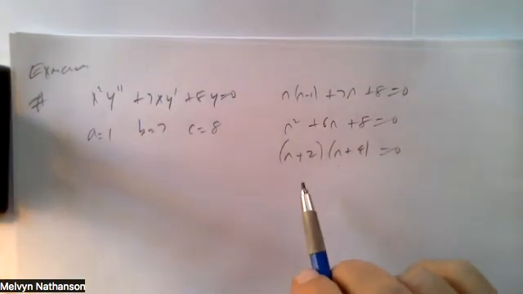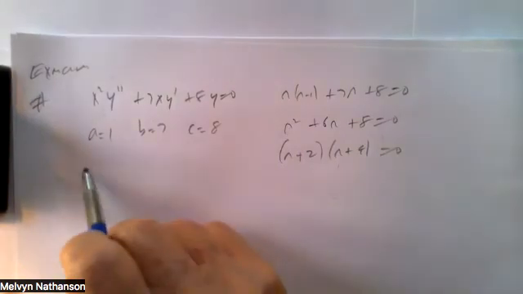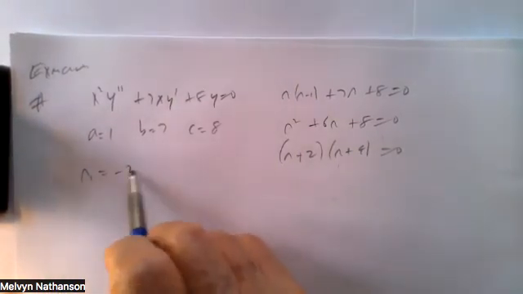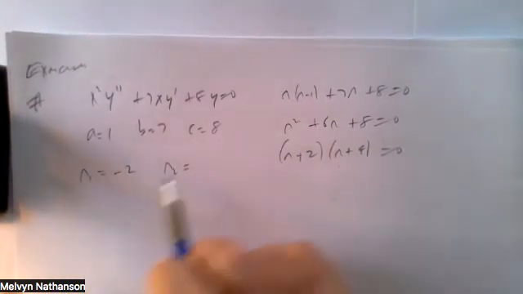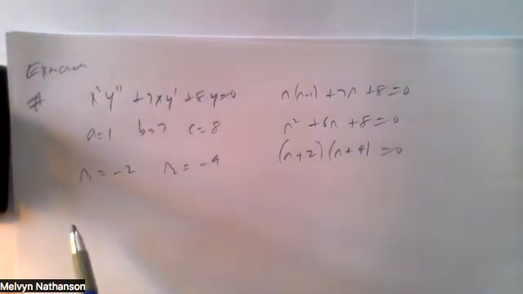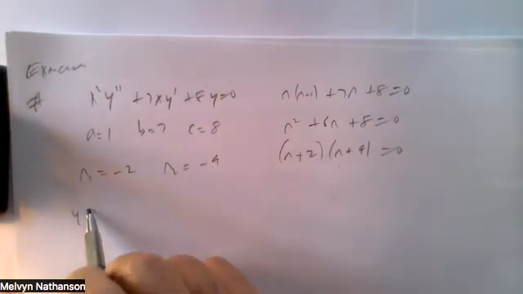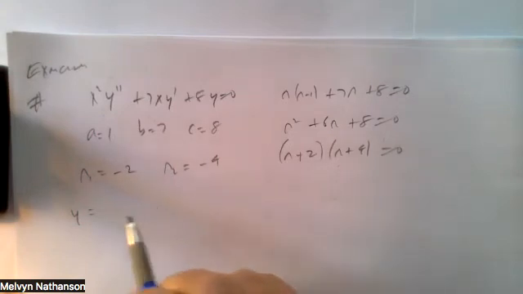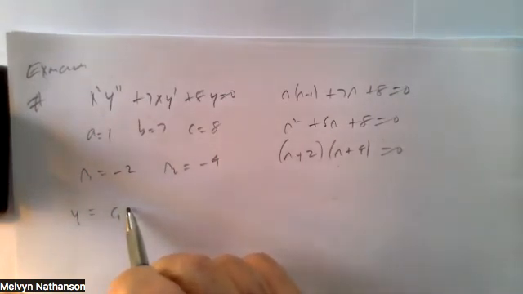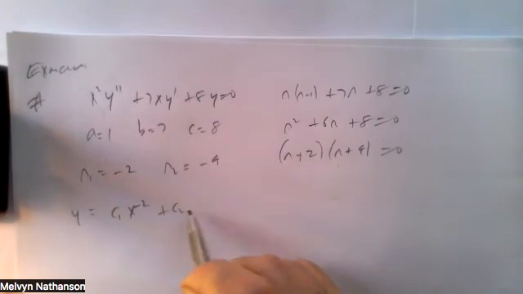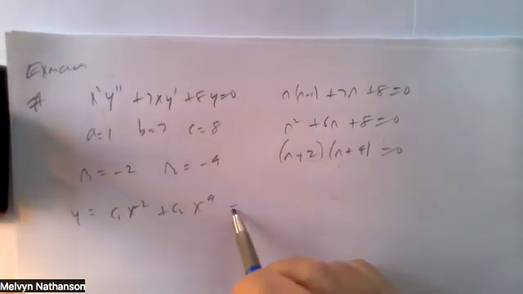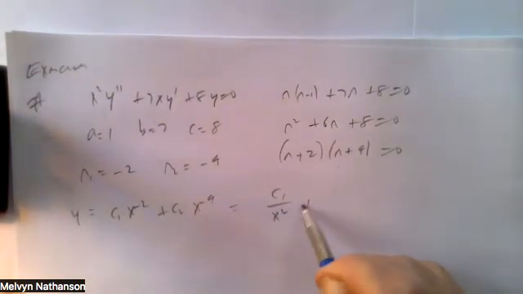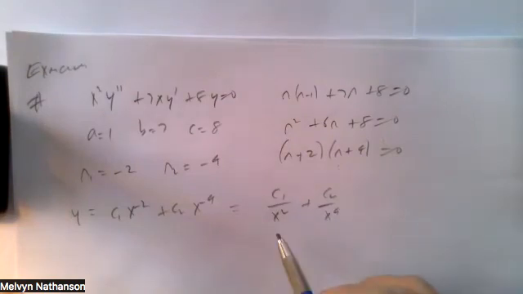So this equation has two real roots. R1 is -2, R2 is -4. So the general solution for x positive will be C1 x to the -2 plus C2 x to the -4, or if you like, C1 over x squared plus C2 over x to the 4th.